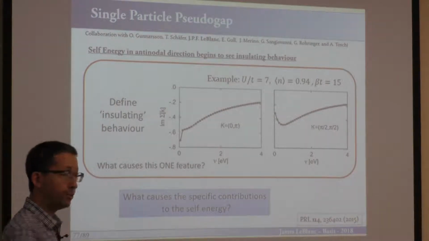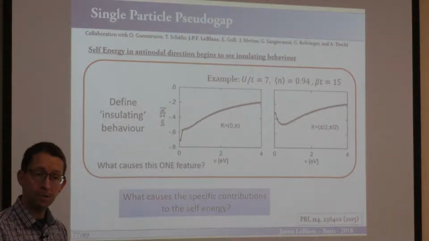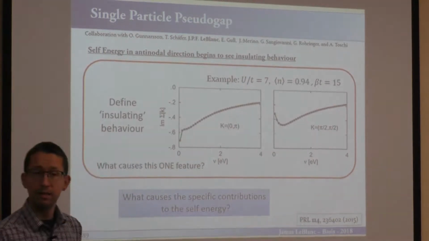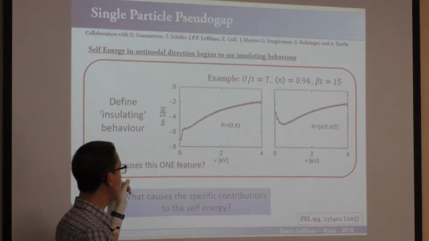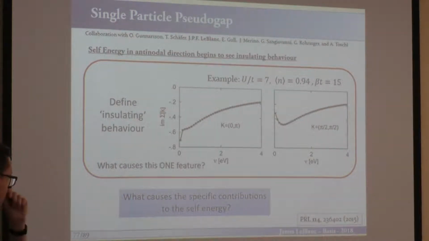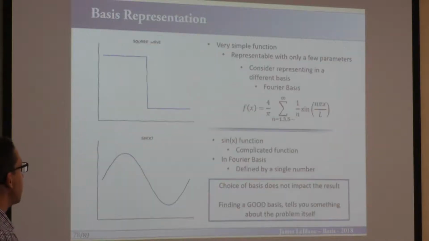So in order to understand what causes a pseudogap, we don't care about all the other frequencies. Okay? We only have to ask what causes this one feature. Right? So what causes the specific contribution to the self-energy that causes this frequency to be so much lower than that one? All right? I think this is a very concrete question. And we have the ability to answer that within small cluster DCA calculations. It's published in this paper here.